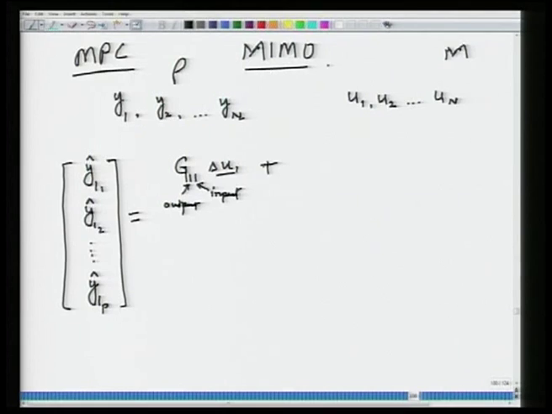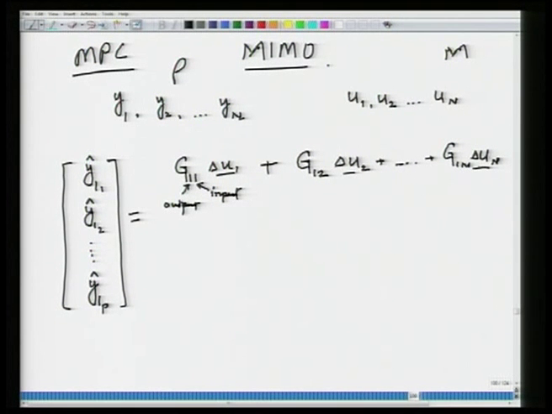plus. So, you see if I change input 2, that also affects y1, that effect comes through the dynamic matrix number 2, which is G, effect on 1 of input 2, times delta U2, plus effect on 1 of input n times delta Un.